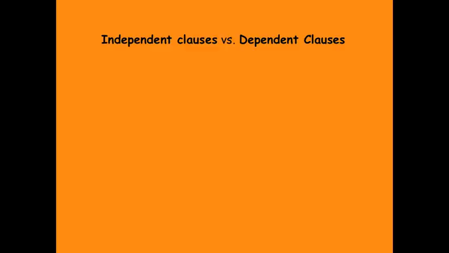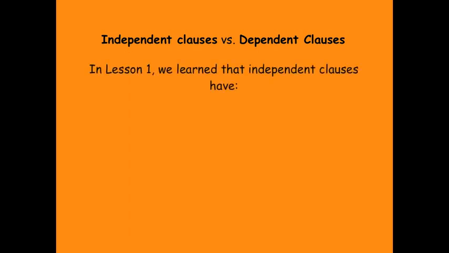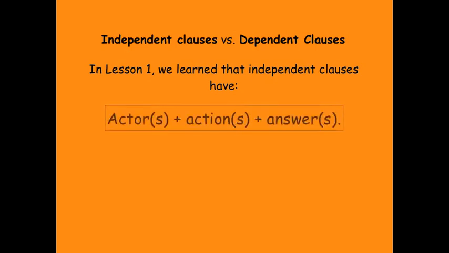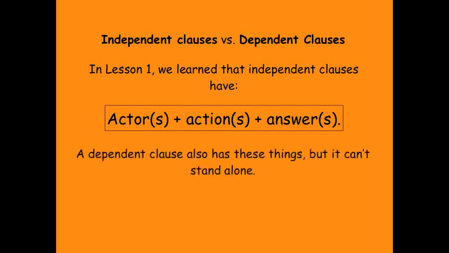Let's begin by looking a little bit more closely at clauses. Earlier we said that sometimes clauses can be independent and sometimes clauses can be dependent. In Lesson 1 we talked about how independent clauses must have at least an actor and at least an action, and it's nice to have an answer as well. And when they have these things, they can function as simple sentences. The problem is dependent clauses also have these three things a lot of times, but they cannot stand alone.